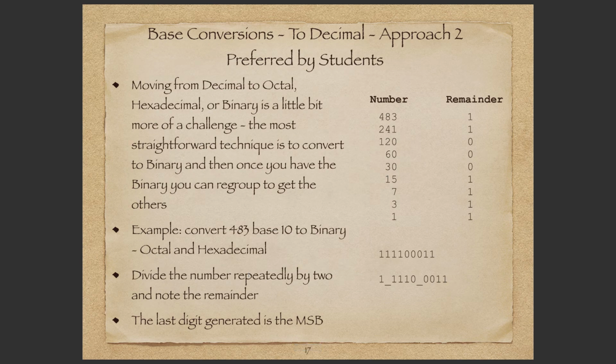A second approach that students seem to like is to take the decimal number that you're going to convert, and just begin dividing by 2. Where there is a remainder of 1, you write 1. Where there is a remainder of 0, you write 0. And as you work your way down doing the division, the number will be created in the right-hand column. The difference is now the first digit you generated is the LSB, and the last digit you generate is the MSB. So when you write it down, you start at the bottom and go up to the top.